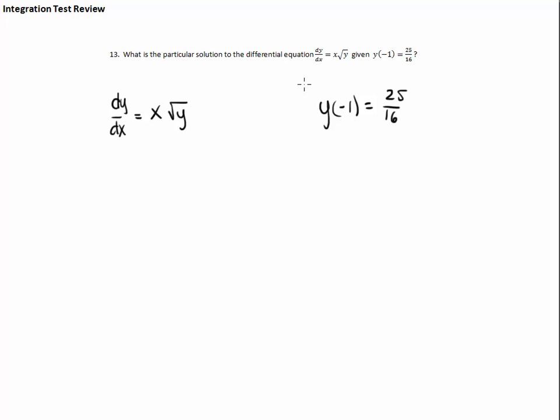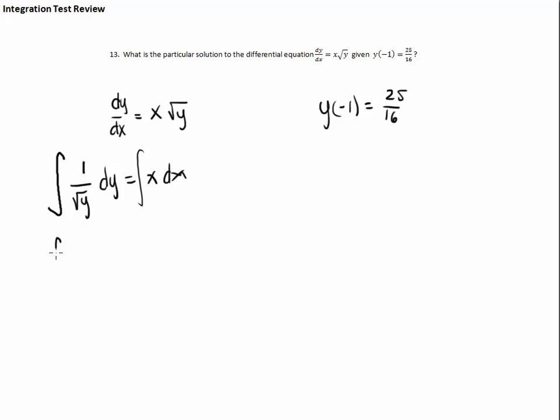We need to what's called separate the variables. So anything with an x, I want on the right. Anything with a y, I want on the left. So I need to divide both sides by the square root of y and multiply both sides by dx. All right, so now we're going to take the integral of both sides. This side with respect to y, this side with respect to x.